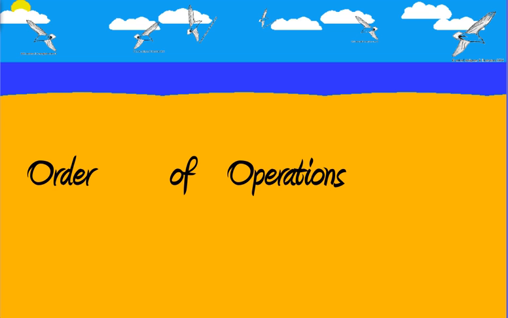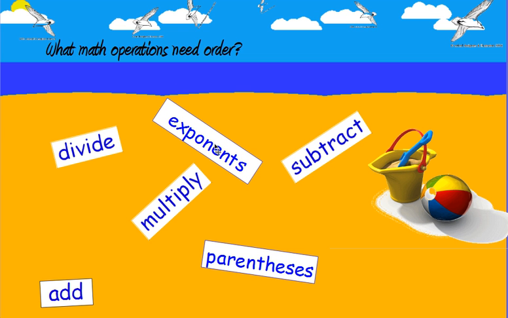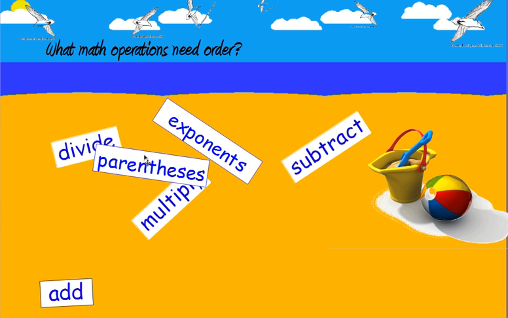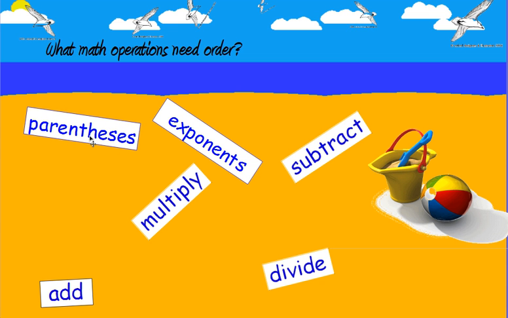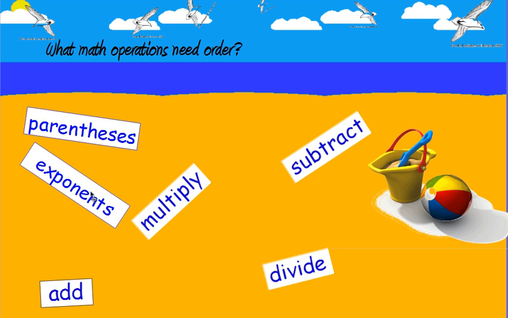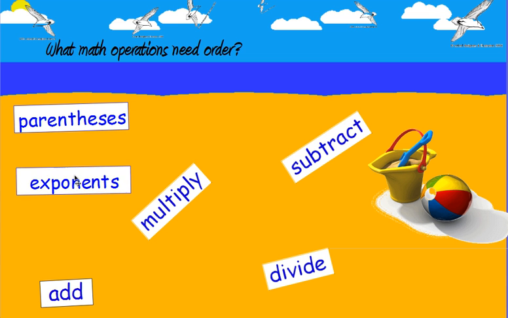Okay, this is a quick review on the order of operations. Remember, with the order of operations, we have quite a few different parts that could be in an expression that we would want to solve. The first one is to solve anything that is inside the parentheses. Then we want to do the exponents. So we have our parentheses, then our exponents.